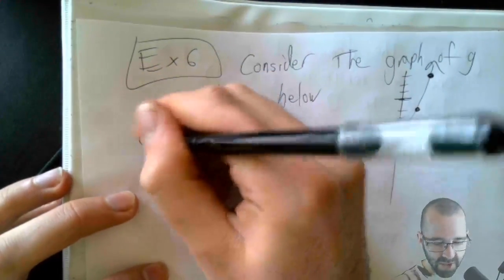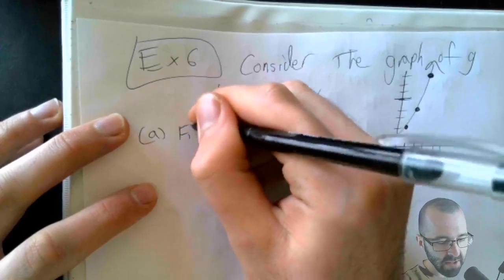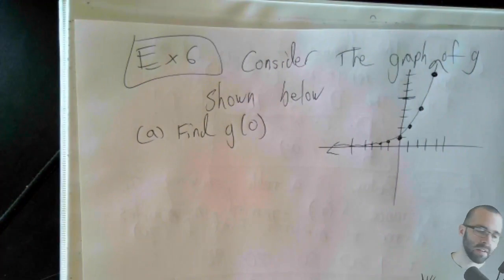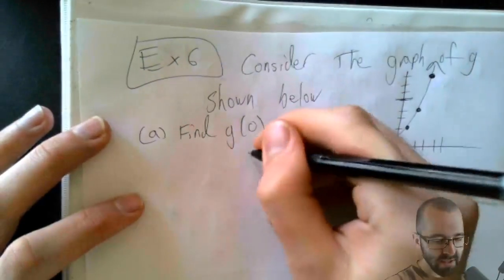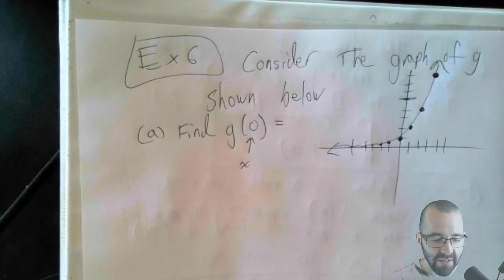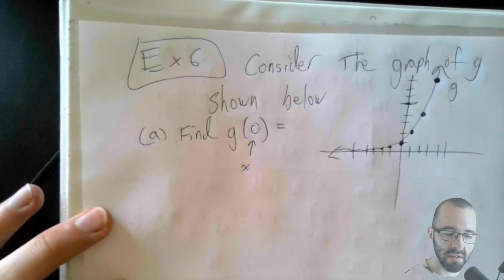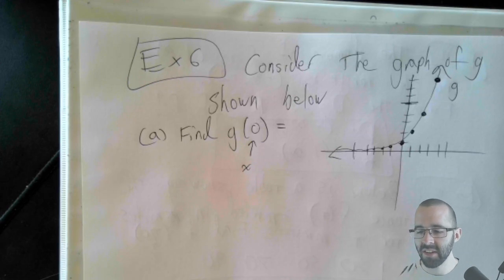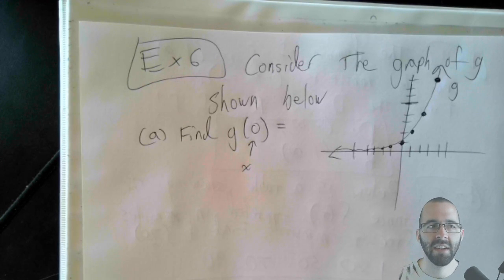So I've got some questions for you. Find g of 0. So remember, this is our x value, and we need to know what's the y value for g. All right, so someone tell me, what is g of 0? All right.